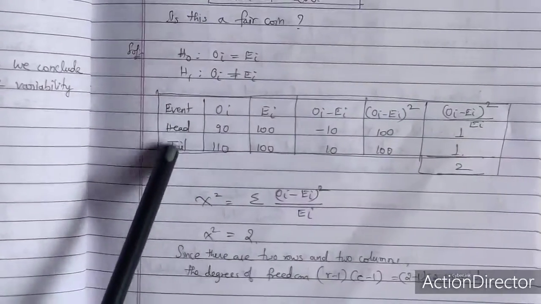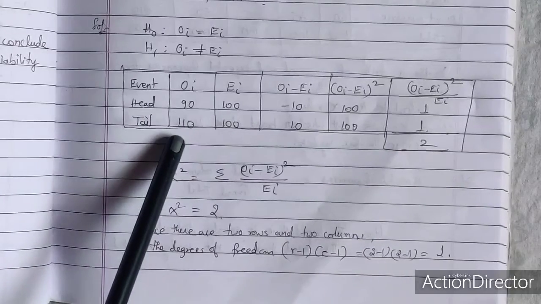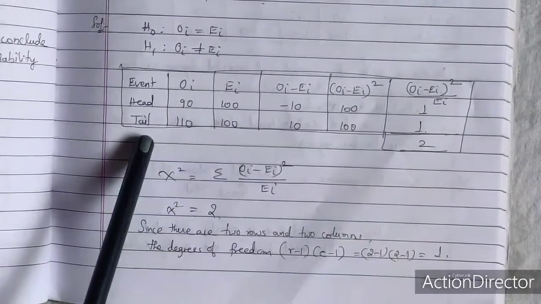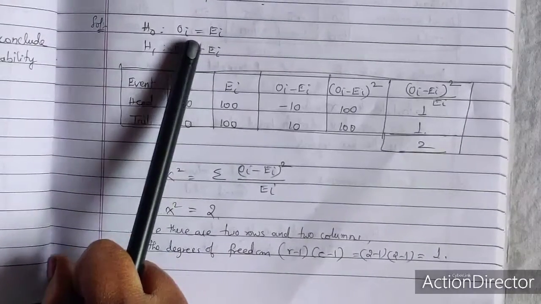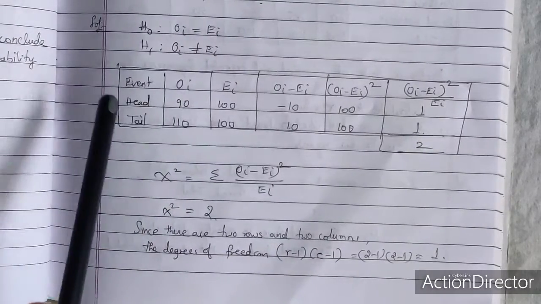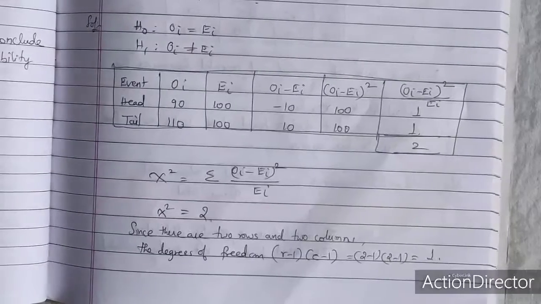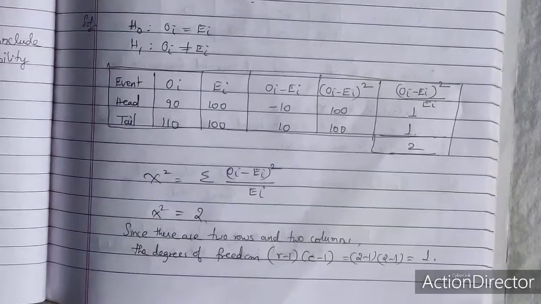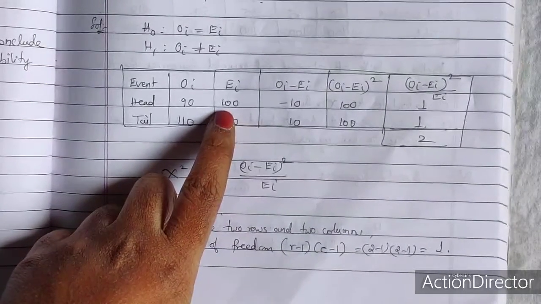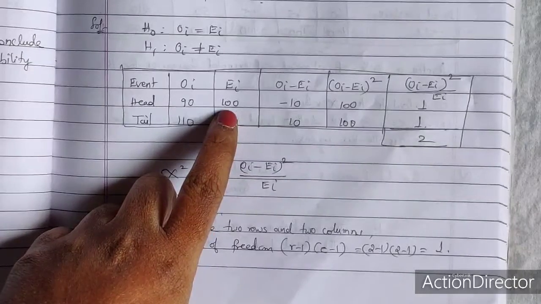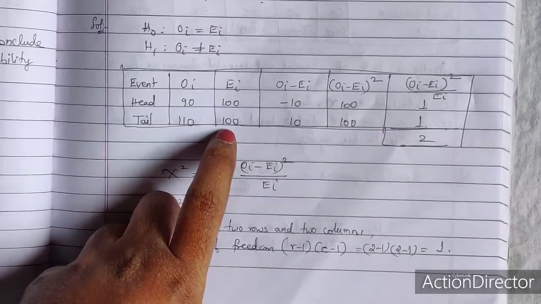The events are head and tail. These are the observed frequencies: 90 heads and 110 tails. But we expect that this is a fair coin. For a fair coin there is an equal, half chance to get a head or a tail. So for a coin tossed 200 times, we expect 100 heads and 100 tails. That is the expected frequencies, 100 and 100.